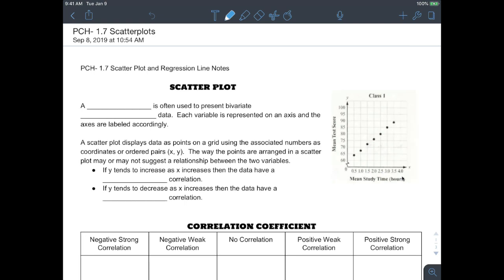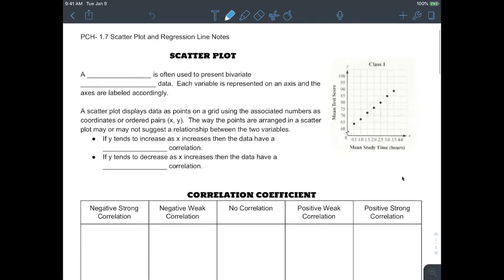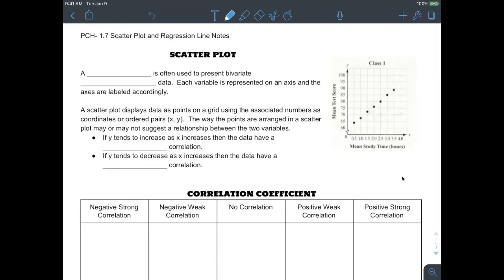Today we're going to talk about scatterplots and correlation. So first off, we need to know what a scatterplot is. A scatterplot is used in statistics to represent bivariate data, and it's qualitative or numerical data. Bivariate means two variables.